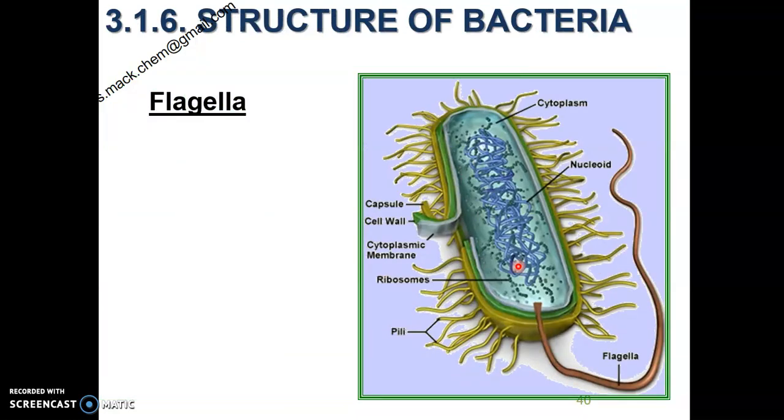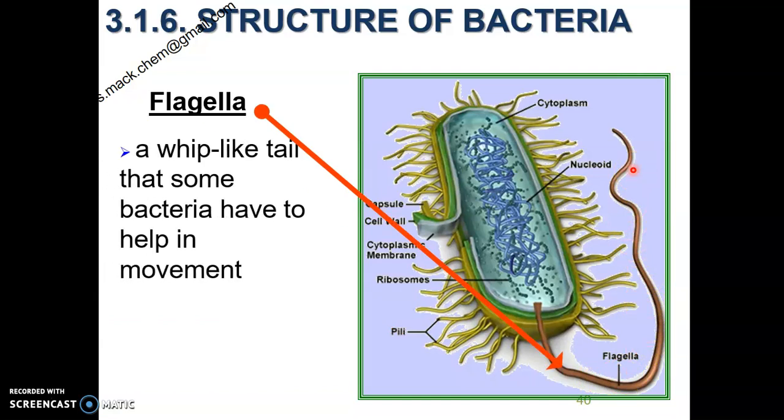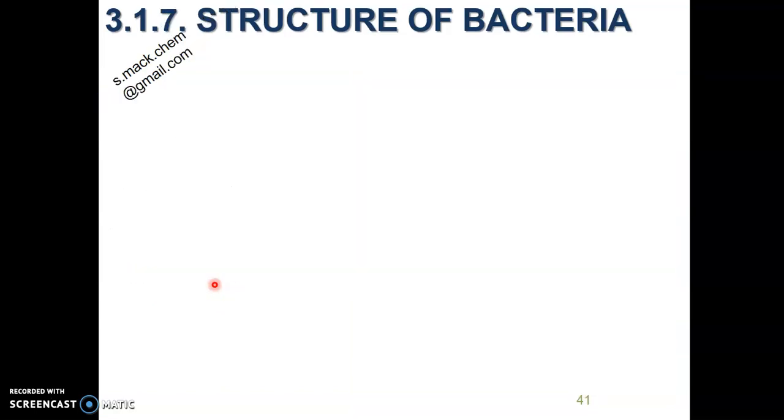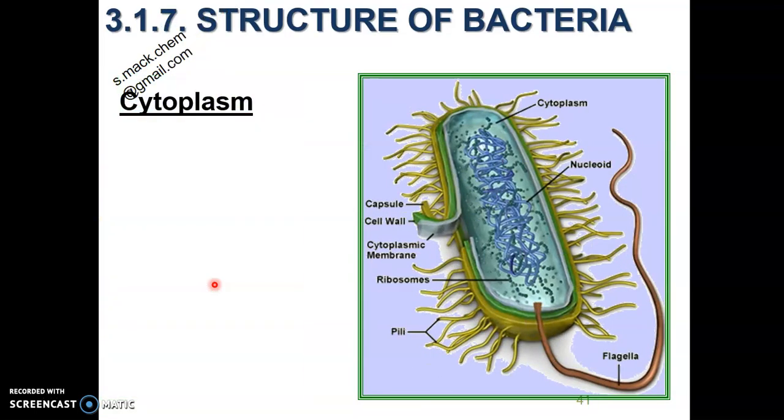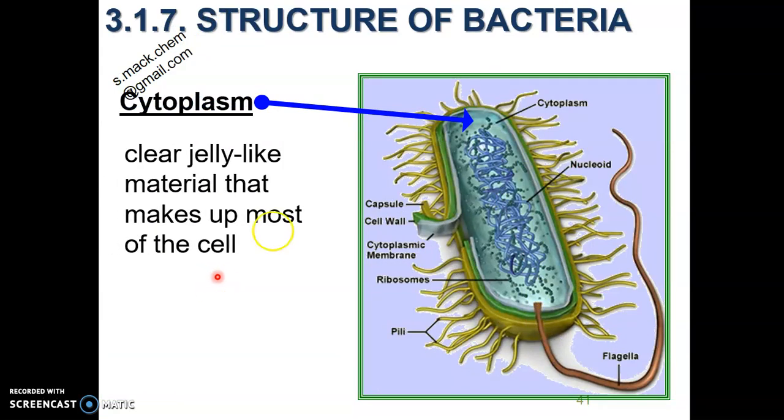Next up, we're going to look at something called the flagella. So we have our bacterium cell, and extending from it is this long tail, and that's referred to as the flagella. The flagella is what allows the bacteria to move. Right, one more part of the structure of the bacterium, and this one you should know, is referred to as the cytoplasm, and it's just a clear jelly-like material that makes up most of the cell.